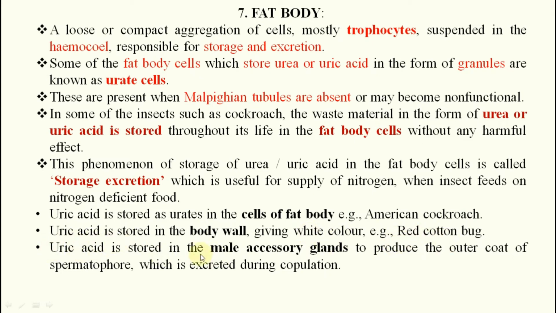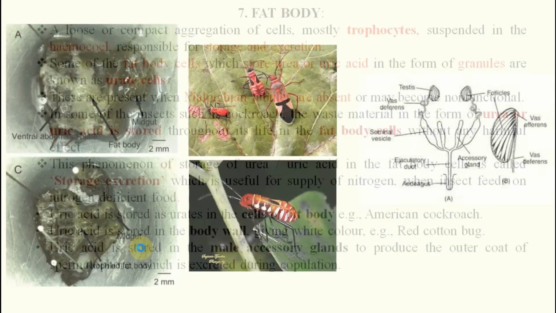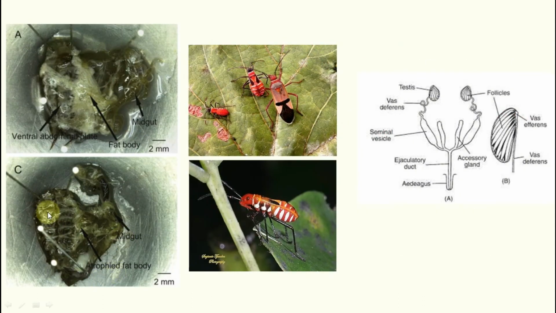So uric acid is stored as urates in the cells of fat body in case of American cockroach, and uric acid in the body wall giving rise to white color in case of red cotton bug. In case of most of the insect, what happen in the male accessory glands? They will produce this outer coat of this spermatophore. That means, can you see this one? This is the normal picture of cockroach. This is the cockroach after digestion. So you see this is the fat body where they are storing the waste product. Understood clearly? Yes. You see the difference. Red cotton bug. Can you see in the integument you see whitish color structure is there? Yes or no? Pigment is there. That is also your what? Storage excretion. They are containing those excreta. Clearly understood?